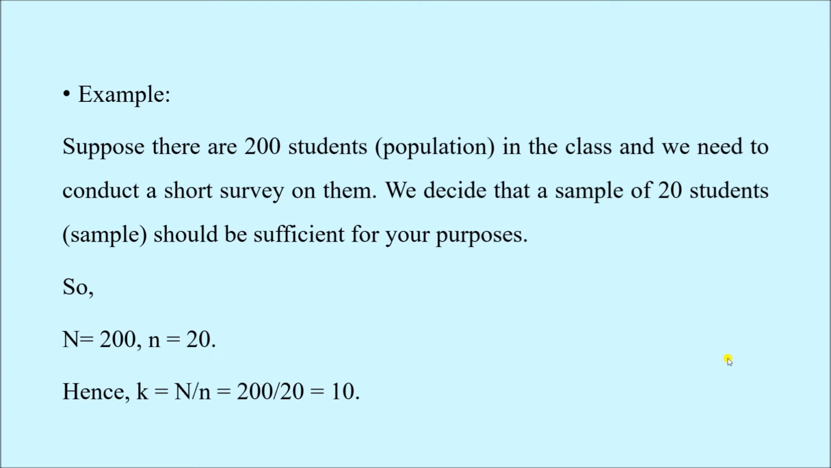Here I have given the example which I also gave in our previous video on simple random sampling. Suppose there are 200 students in the class and we need to conduct a short survey on them. We decide that a sample of 20 students should be sufficient for this purpose. So the population size is 200 students. From these 200 students, I have to draw a sample of 20 students. So my sample size is 20. So capital N equals 200, small n equals 20.